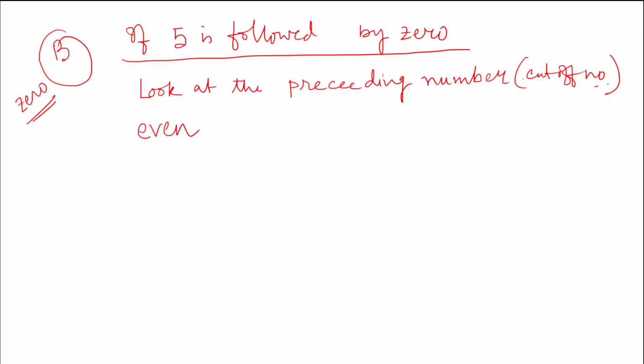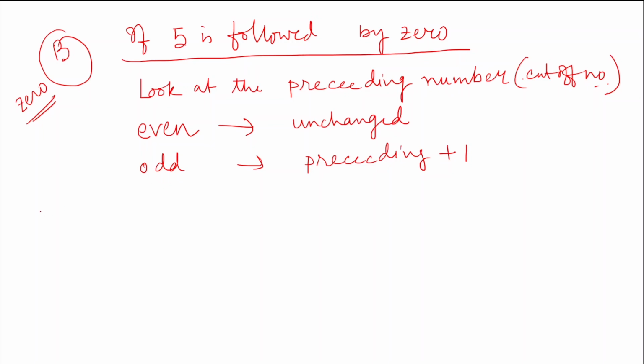अब ये even भी हो सकता है, odd भी हो सकता है. So if the preceding number is even, then it will remain unchanged. अगर odd होगा तो preceding number के साथ 1 add हो जाएगा. If odd, then preceding number plus 1.